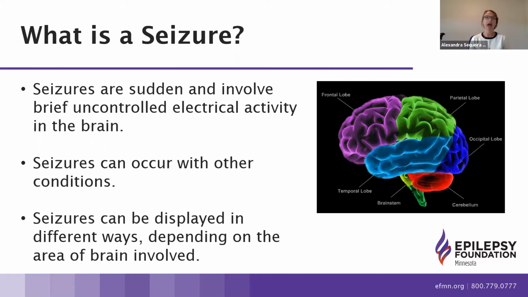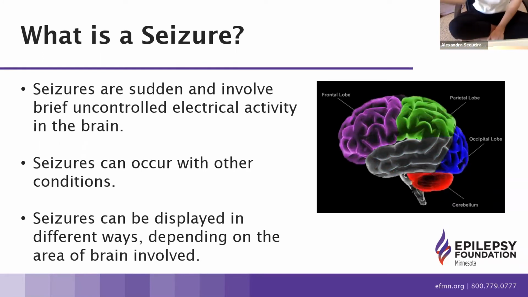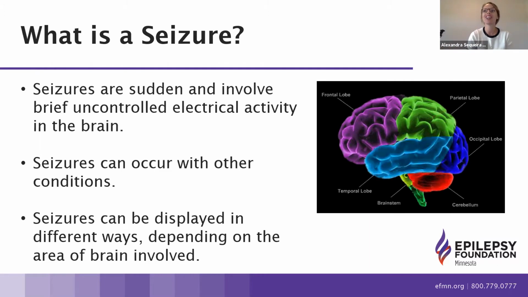And seizures can occur with other conditions. So for example, diabetes, seizures can definitely be a manifestation of poor glucose control. And they can be displayed in different ways depending on the area of the brain involved. So one person's seizure might look very different to another individual's seizure.